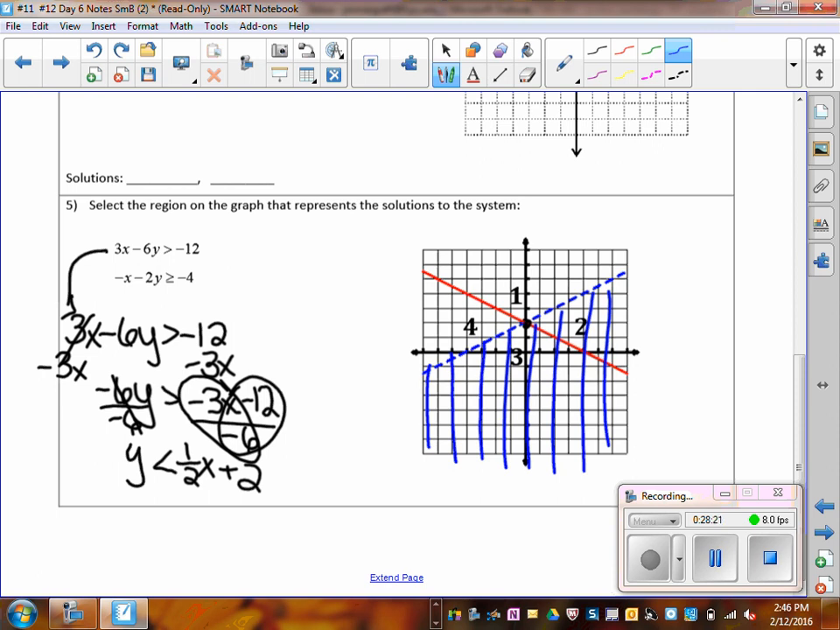So, which regions is it not going to be? 1 or 4, right? Because it has to be where the overlap is. Well, if it's not in 1 or 4, our overlap's not going to be there. So we've only got 2 or 3 left. Okay, let's do our other equation.